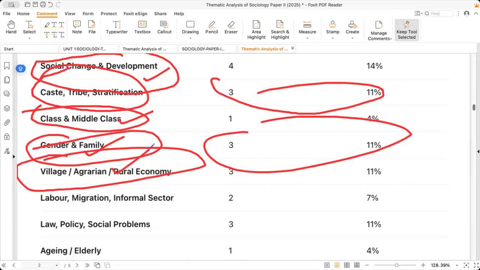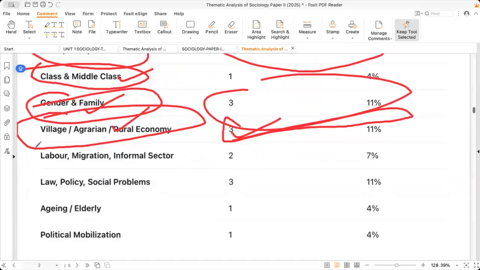Many times they have asked. And they have asked questions on MSP also, the green revolution also, and their impact on agriculture. A lot of questions have been asked, cooperative farming. So this will remain important and relevant, and the themes are getting repeated every year. Okay. So 3 questions is a good number.